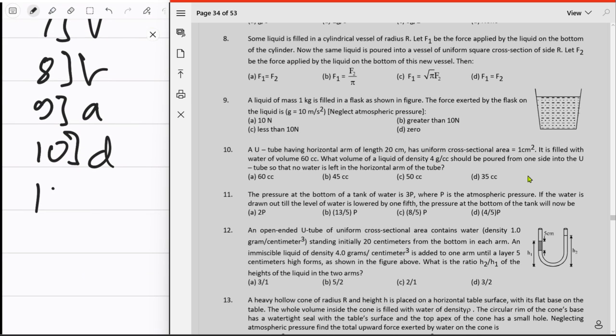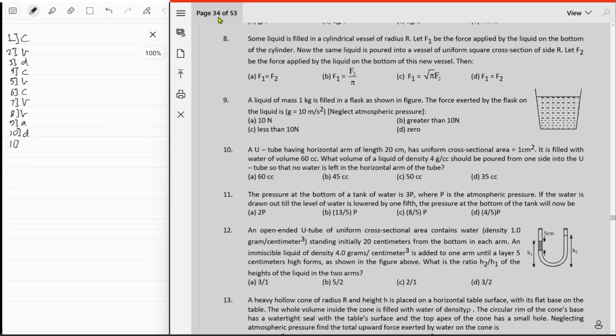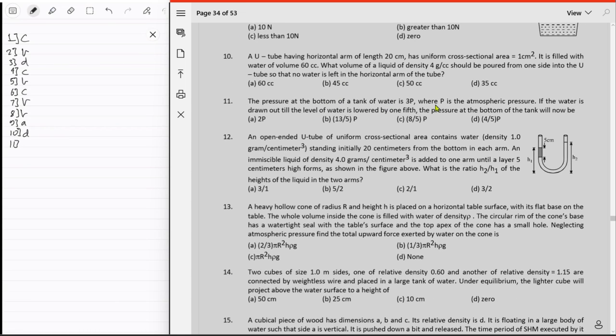11th. Am I going slow or something? Maybe I am. The pressure at the bottom of a tank of water is 3p, where p is atmospheric pressure. If the water is drawn out till the level of water is lowered by 1/5, the pressure at the bottom of the tank will now be what? So the 2p pressure is because of the water. Now you just have 2p upon 5, right? It's p plus 2p upon 5, right?